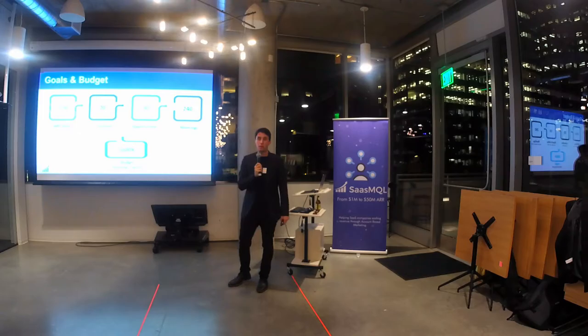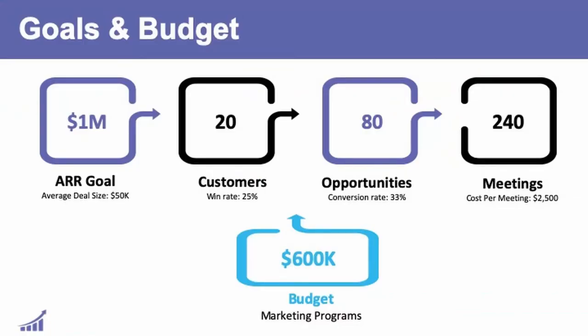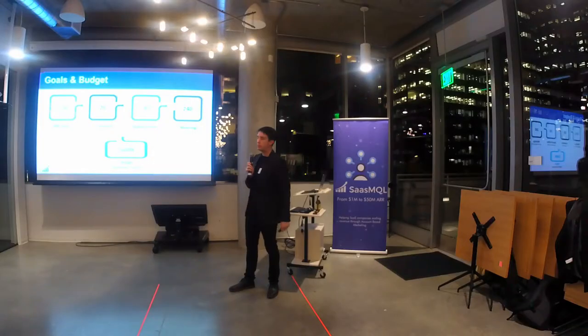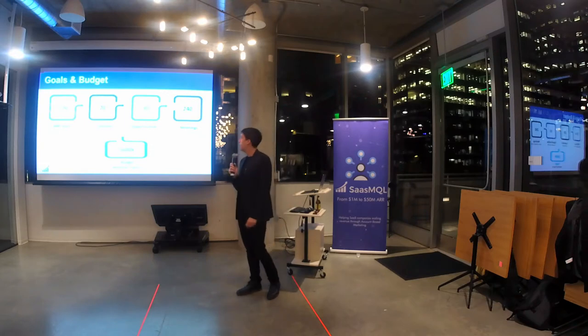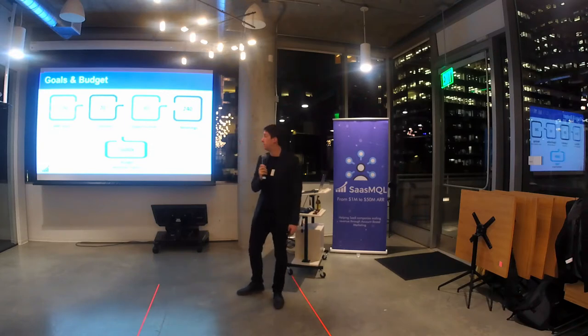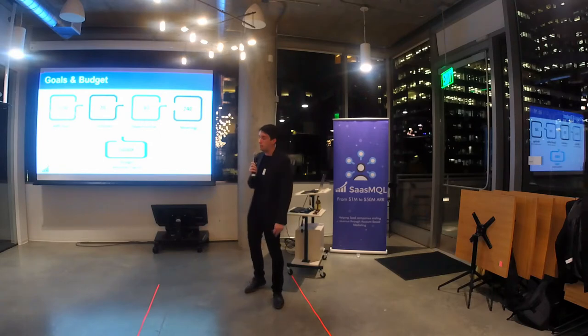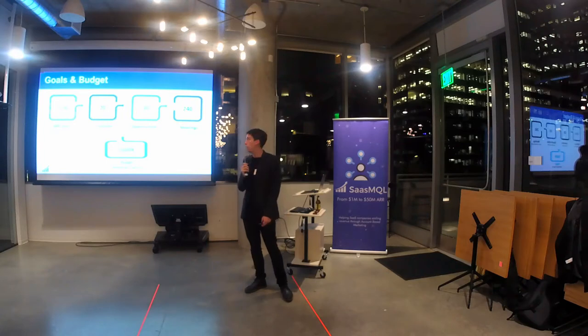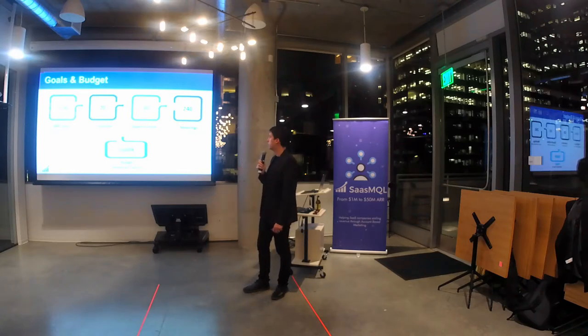So now we're going to go into the details for this. When I talk about budgets and goals, here is an example. If you want to generate $1 million in revenue in the next 6 months, for example, or this quarter, and your average deal size is $50,000, you're going to need 20 customers to close to get there. So your win rate is 25%, which is not a bad win rate. So 1 out of 4 opportunities to close. So that means you need 80 opportunities.